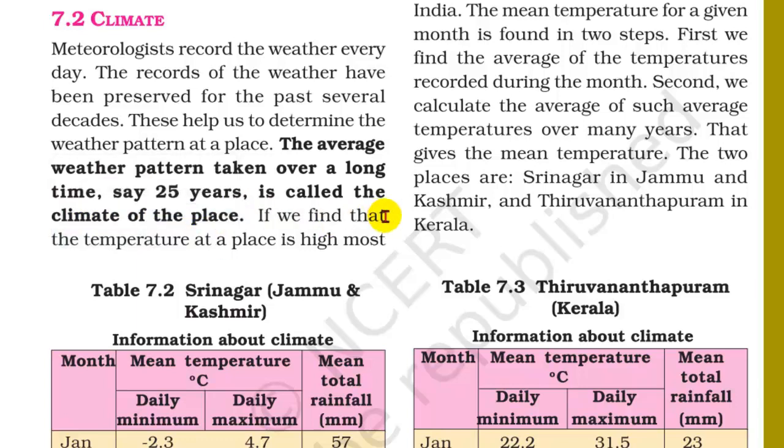So in short, we can distinguish between weather and climate. Weather is the day-to-day condition of the atmosphere, that is, the atmospheric condition of that particular place for a short period of time, say maybe 1 day or 1 week. But climate is the weather pattern over decades.